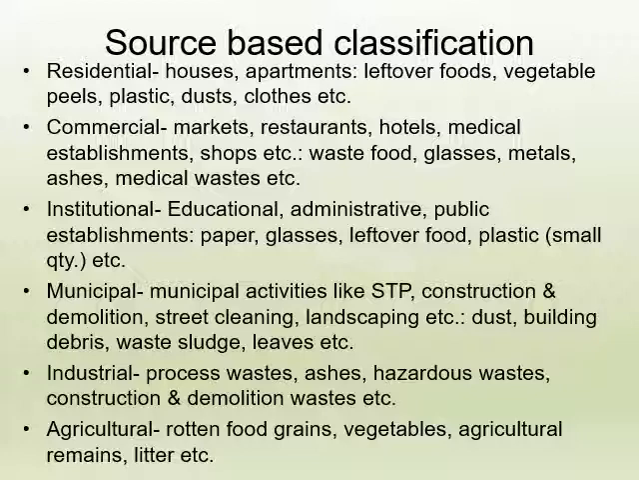But we are focusing here on the sources. The next source is commercial, maybe markets, hotels, medical shops or establishments, restaurants, etc. They produce food waste, glass, metals, sachets, maybe some dust, clothes from markets, medical waste, etc. Institutional, like educational institutes, offices, administrative offices, public establishments, produce paper, glass, some portion of leftover food, plastic in small quantity, etc.